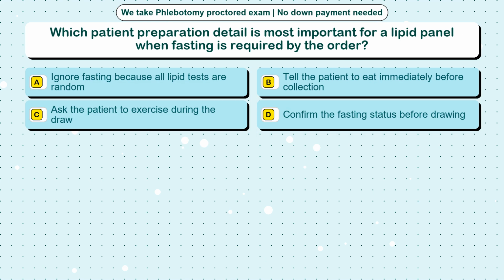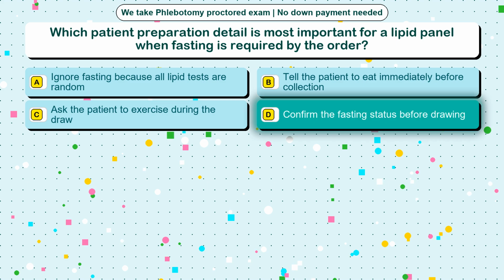Question 77. Which patient preparation detail is most important for a lipid panel when fasting is required by the order? Option A. Ignore fasting because all lipid tests are random. Option B. Tell the patient to eat immediately before collection. Option C. Ask the patient to exercise during the draw. Option D. Confirm the fasting status before drawing.